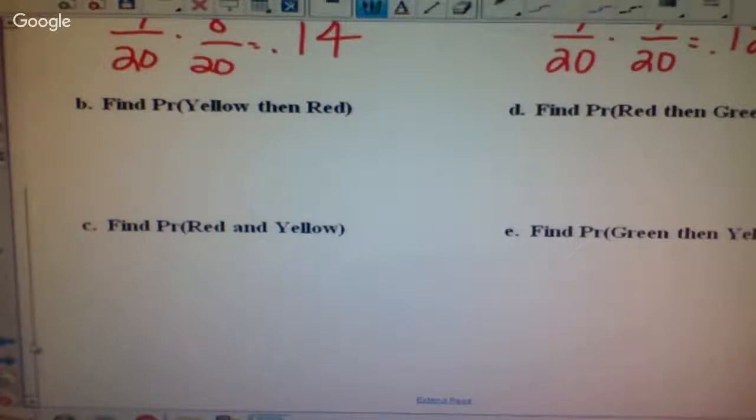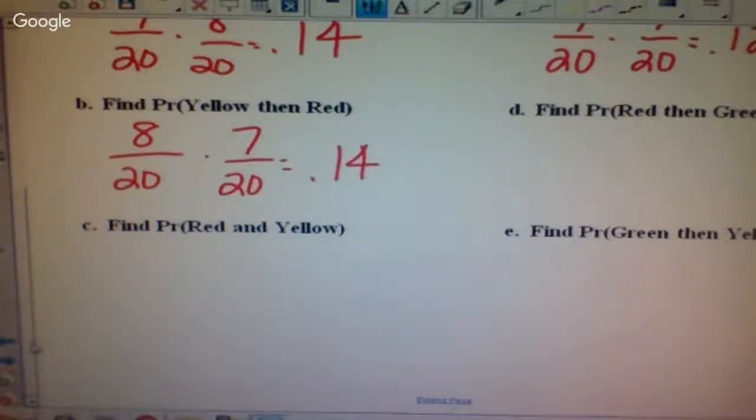I need a yellow, then a red. So probability of a yellow: 8 out of 20. Now I need a red: 7 out of 20. Comes out to be 0.14. I need a red, then a green. 7 out of 20 and 5 out of 20, which gives me 0.0875. C says red and yellow.